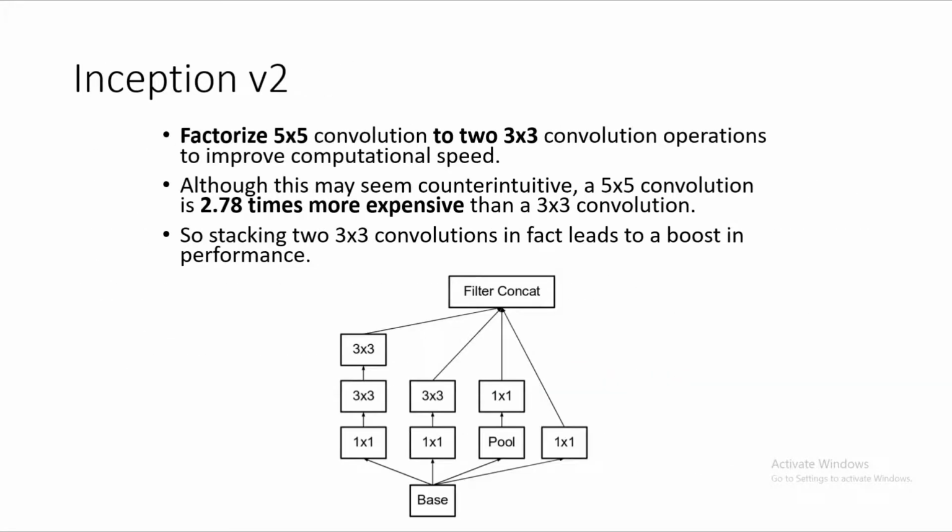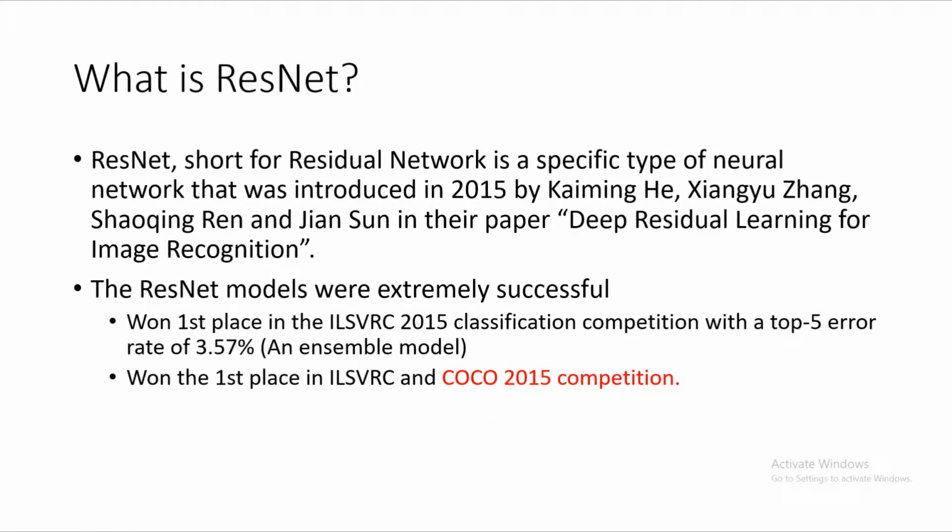And another widely used and popular architecture in deep learning is the ResNet, which is the short form of residual network, and it is a specific type of neural network that was introduced in 2015 by Kaiming He, Xiangyu Zhang, Shaoqing Ren and Jian Sun in their paper Deep Residual Learning for Image Recognition.